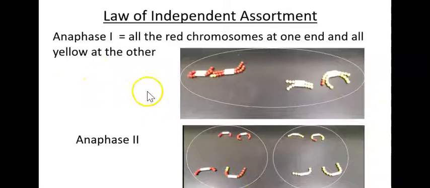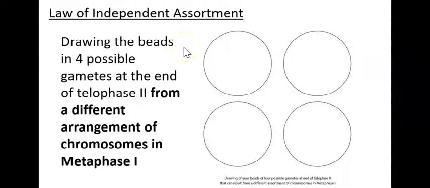But if you think about that process, what if one of these things was switched, so that instead of having both red here and both yellow there, they were switched. So now you have a mixture of those red and yellows. And so we're going to go through that process, and I'll show you taking these beads, and we'll go through that, and we want to take a look at the end result here. So we want to look at the end of telophase 2 by using this different arrangement of chromosomes that are coming out of that process from the first phase.